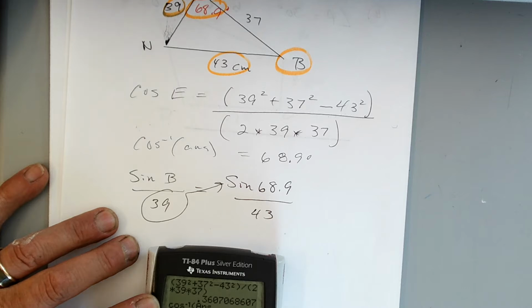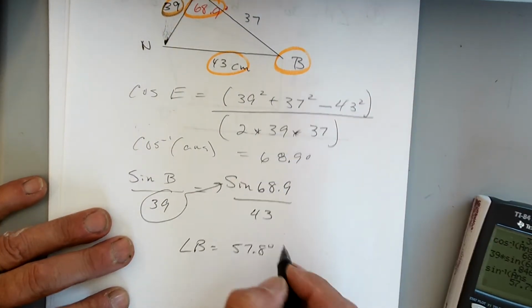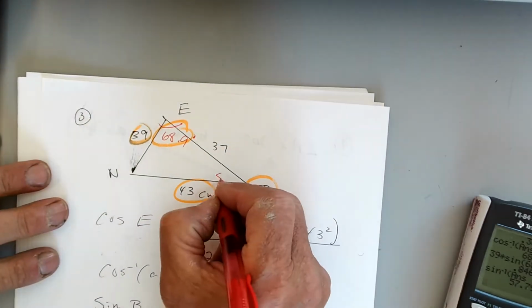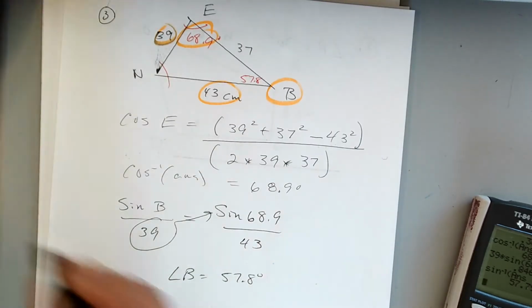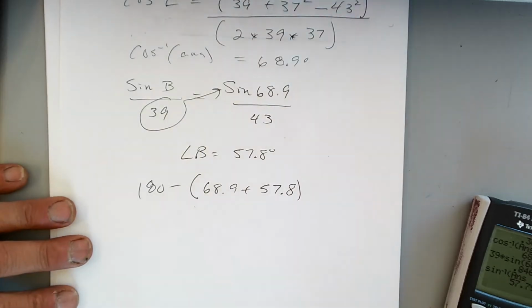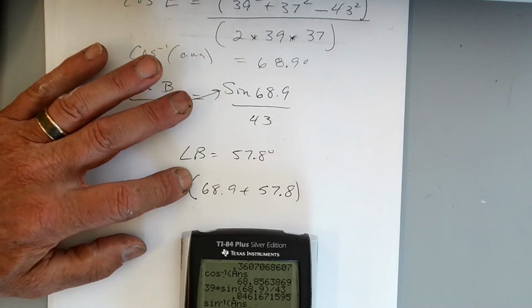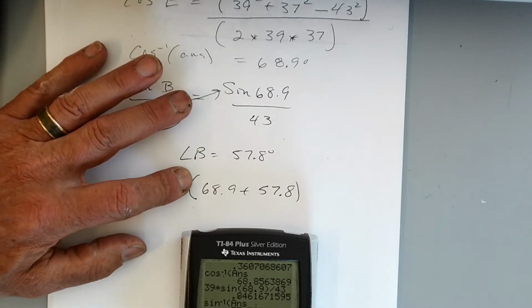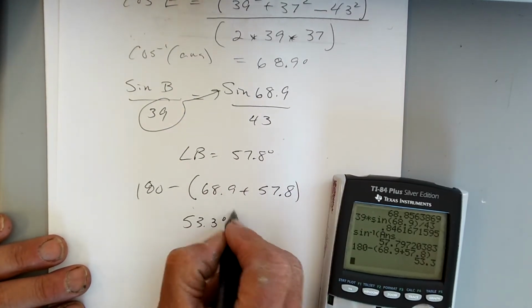That's okay, I can deal with that because I'm going to go sine inverse of that answer, and I get an answer about 57.8, okay? Angle B about 57.8 degrees. So if I put that in there, then all I got to do is find angle N. To find angle N, I'm just going to go 180 degrees minus the sum of my 68.9 plus my 57.8. I'm going to use my calculator: 180 subtract the sum of 68.9 plus my 57.8, and I get an answer of about 53.3 degrees. Okay, there we go. Awesome.